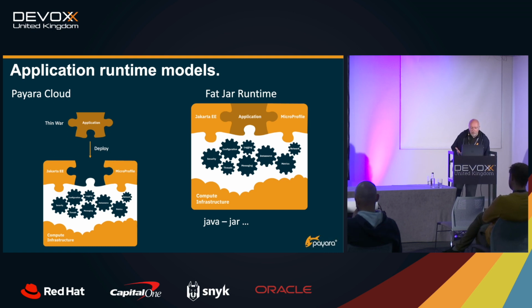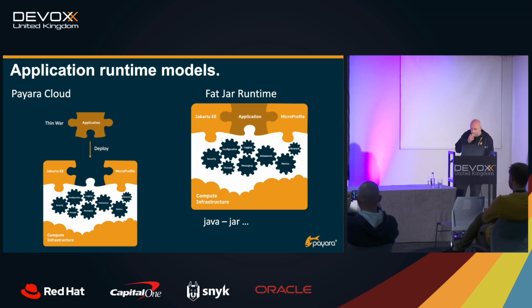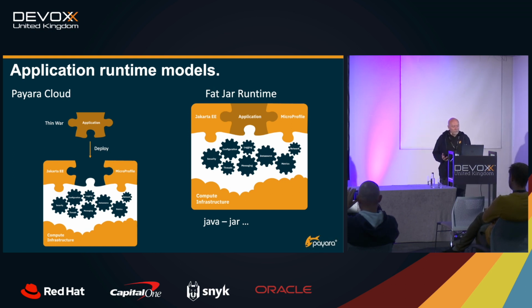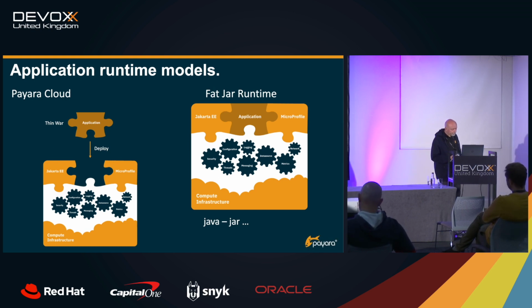And what we thought at Payara is let's change how that is. As I said, the big advantage of Jakarta EE is it separates your application from the runtime itself. So what we're building at the minute in Payara is something called Payara Cloud. What that is, it's turning the whole cloud into your runtime. So you don't have to worry about how you package up that. You just take your application and you deploy it, and then it runs on a cloud infrastructure.